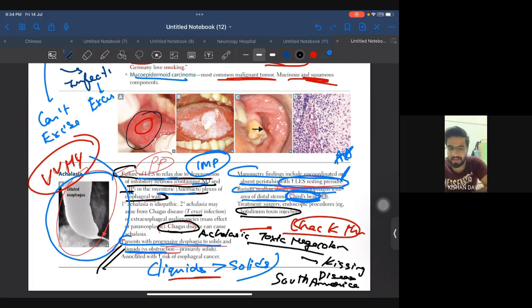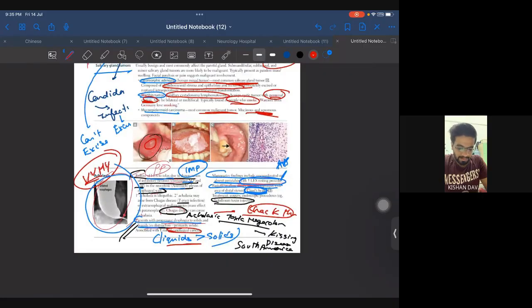I will look at the liquid-solid part and tell you, don't worry. Most probably I think it is liquid, because they have given here presentation with progressive dysphagia to solid and liquid, versus obstruction, which has solids first. But let's just see, no problem. And yes, it increases risk for esophageal cancer, and this achalasia is for sure going to be very important. Many times they have asked it in NBME. That's it for achalasia. Let's move forward.